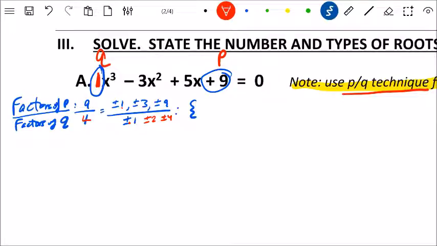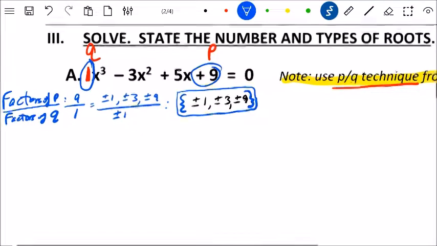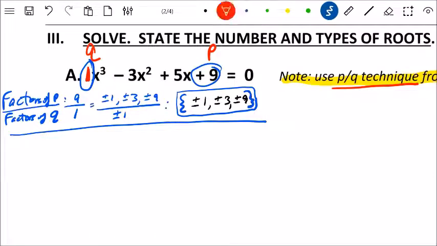Ooh, that's a lot. So it's definitely better to have 1 on the bottom. Nice and easy 1. So 1 over 1, 3 over 1, 9 over 1, and any of the negatives. So that means it's really just the P's: plus or minus 1, plus or minus 3, plus or minus 9. That's the set of those 6 numbers. One of them will be one of the zeros. Okay, so that's step 1 that we do here.